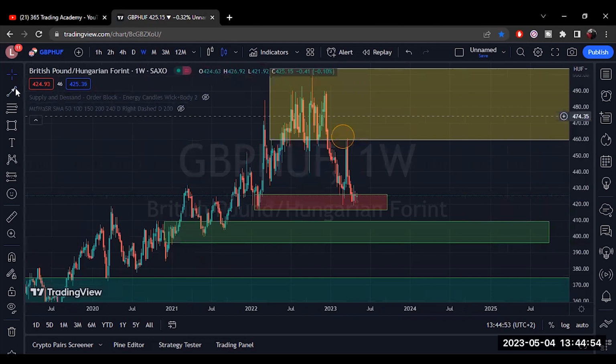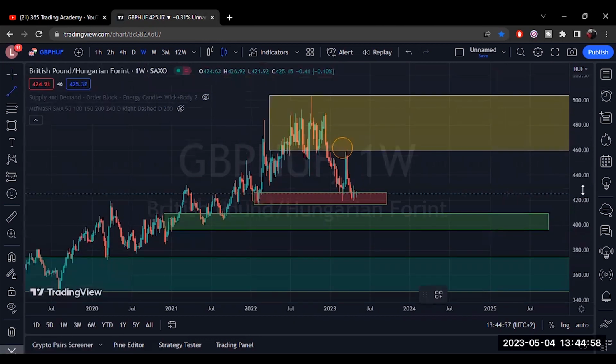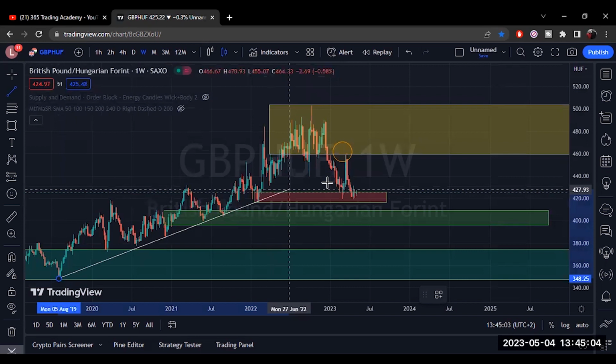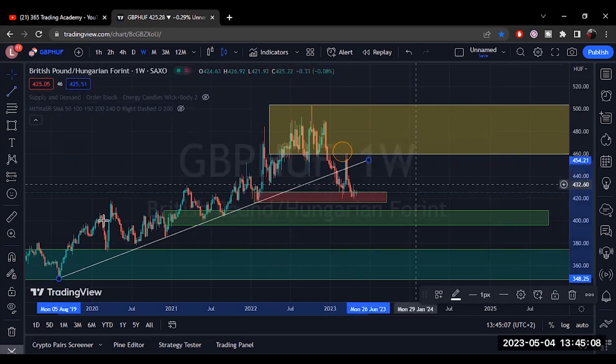The other thing that you could do is to just map out your trends and your psychological areas of resistance and try and get as many touches as possible, and you'll realize that price is now on the other side of a trend line.